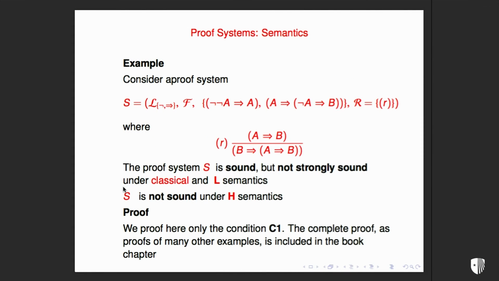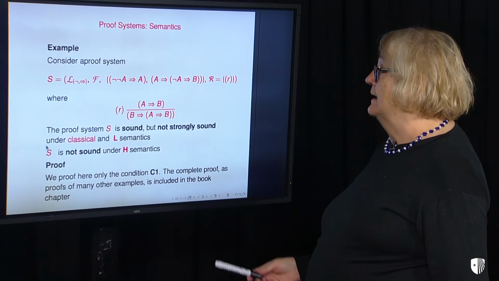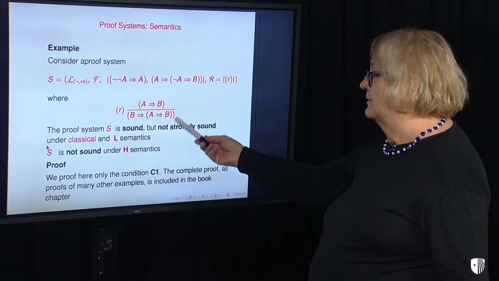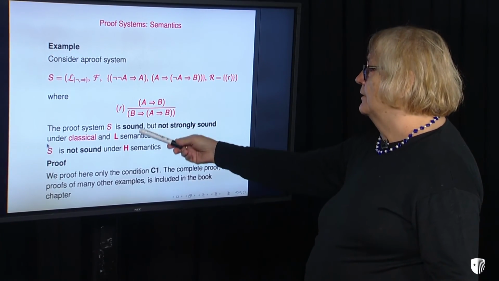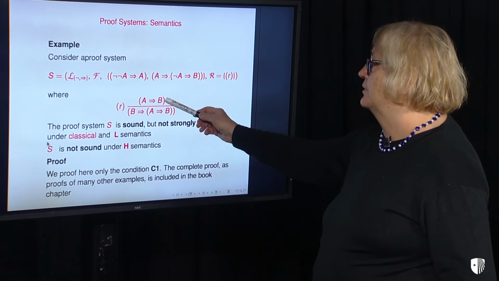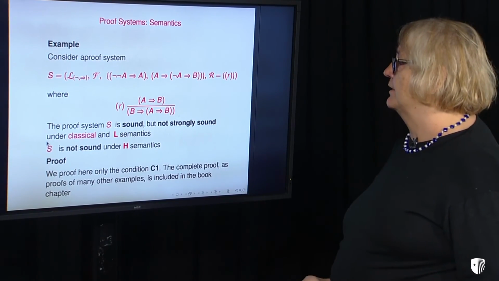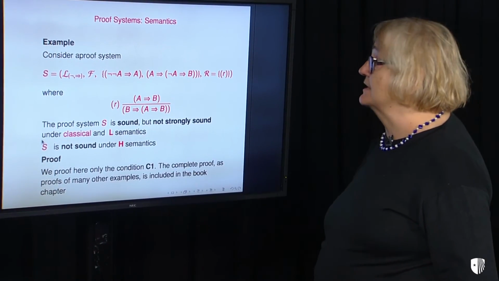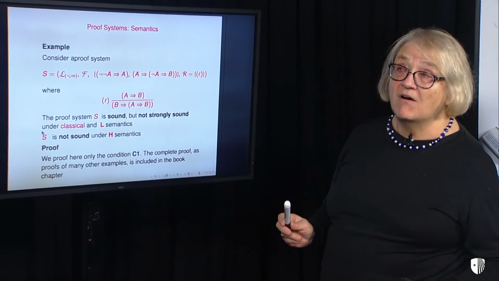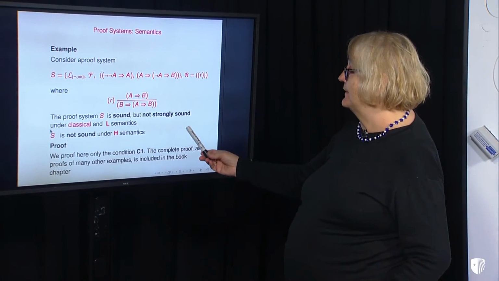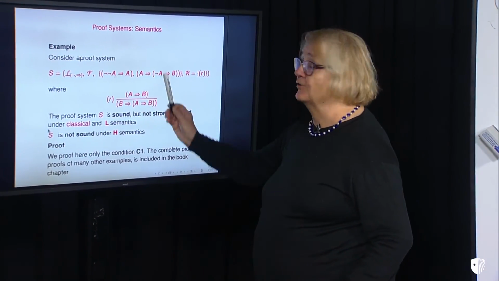Now, of course, remember that that is a nice example, this rule we just proved. You did prove that this rule is strongly sound under H semantics. So it's sound, but it's not strongly sound because that is not logically equivalent to that under L semantics, and is not sound under H semantics because you have to check the axioms.